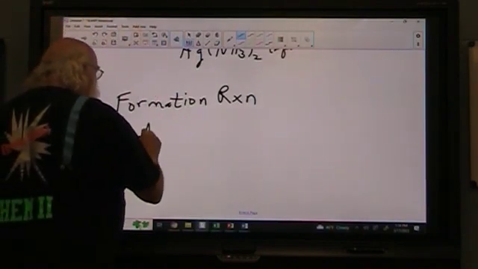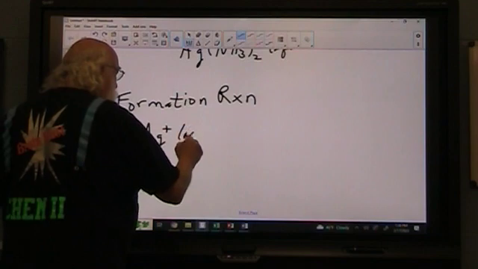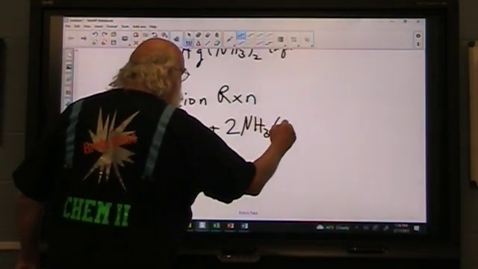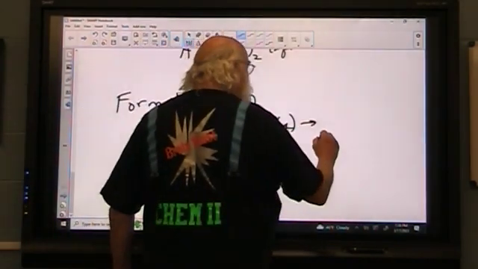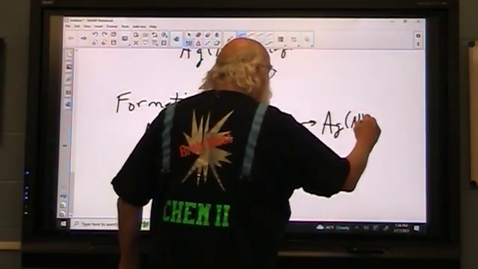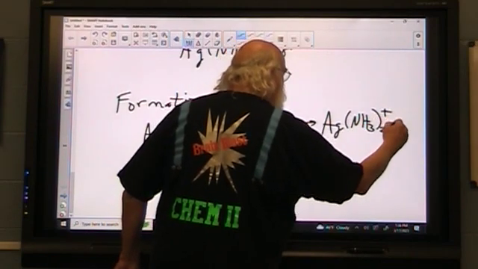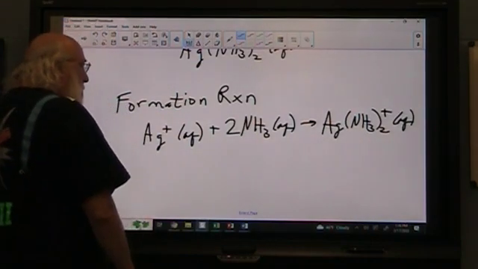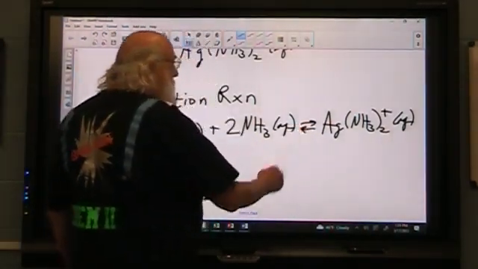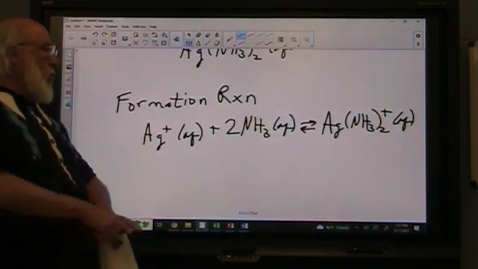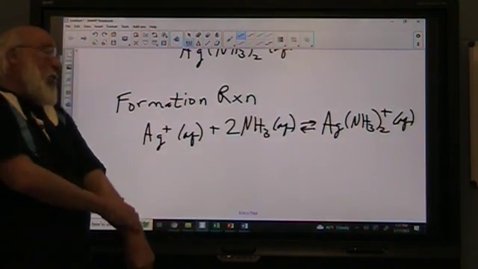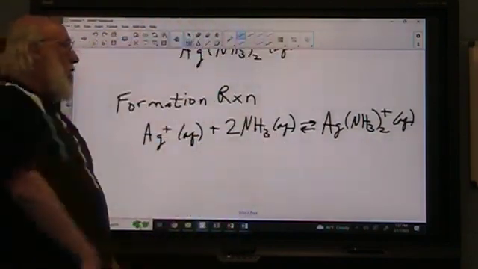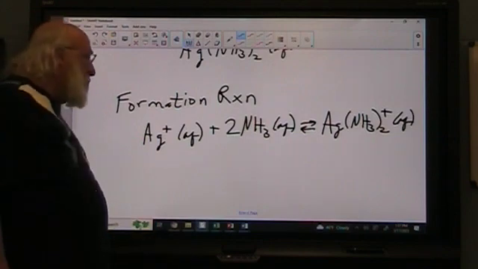You'll just say silver ions, aqueous, plus 2 ammonia, aqueous, forms the complex ion AgNH3 2 positive, aqueous. Okay, and this, by the way, technically is a double arrow reaction now, because it will go back and forth, but not really a whole lot. Really, this goes mainly to the right, a little bit back to the left, but mainly to the right. But we put a double arrow in there anyway.